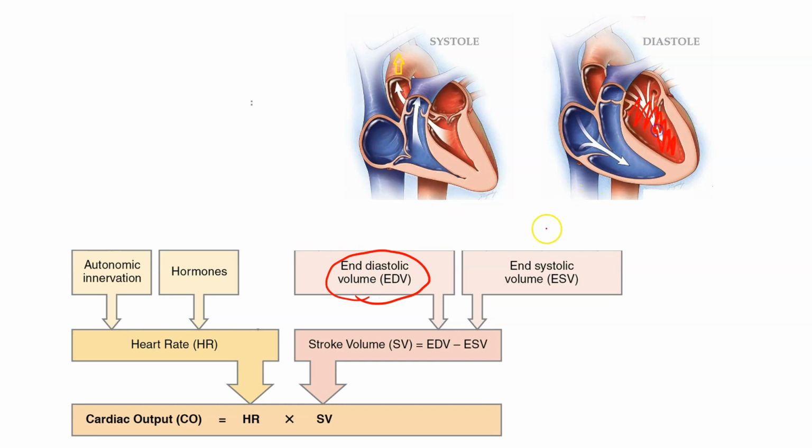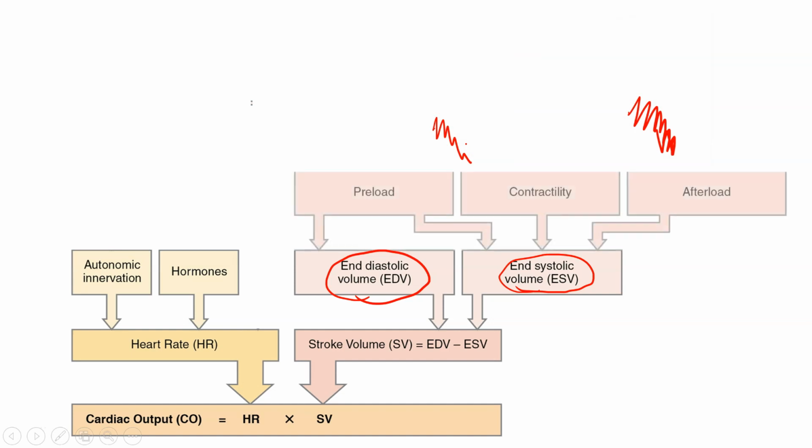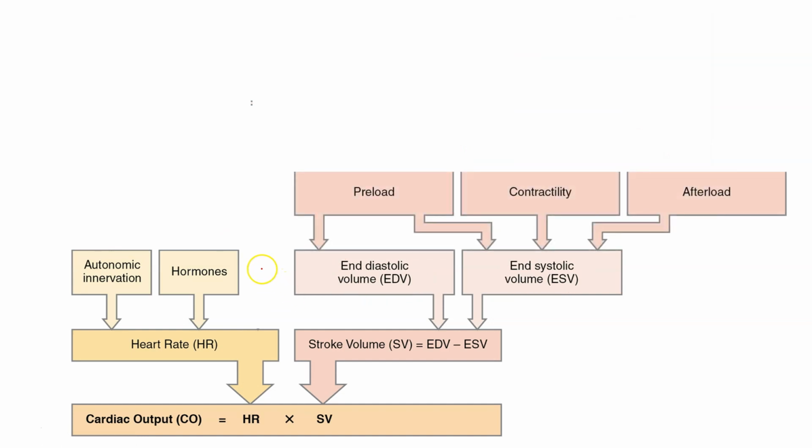So the things that will change stroke volume are what changes the end diastolic volume, how much blood is going to be in here when it's relaxed, and how much blood is left in the ventricle after it's contracted. And this is where it gets kind of complex. There are basically three categories of types of things that will change the end diastolic volume and the end systolic volume. And they're right here. And I'll go through and I'll talk through these briefly. Preload refers to how full the ventricle is.